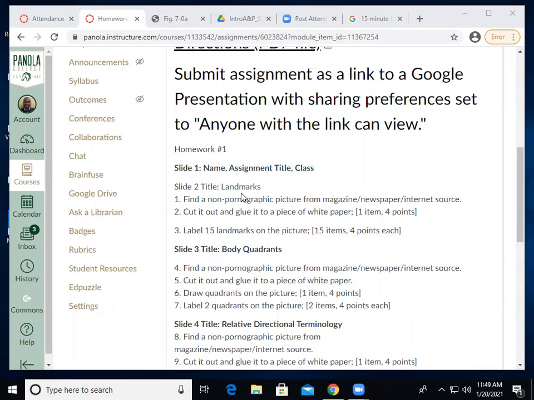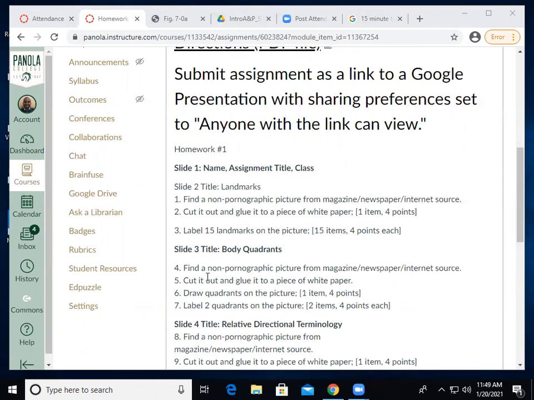Second slide is going to have the title landmarks. You'll have a picture you'll find off the internet, or you can cut one out and take a picture of it. Doesn't matter to me. And you're going to label 15 landmarks on the body on that picture.